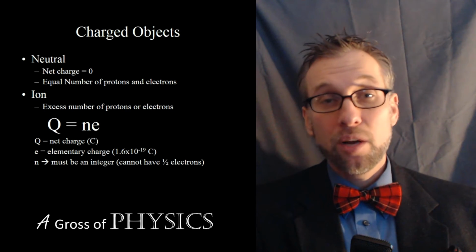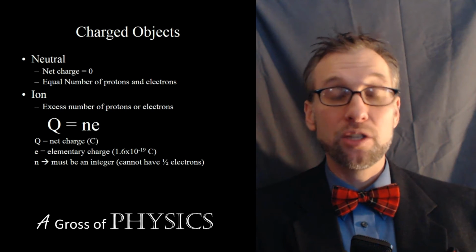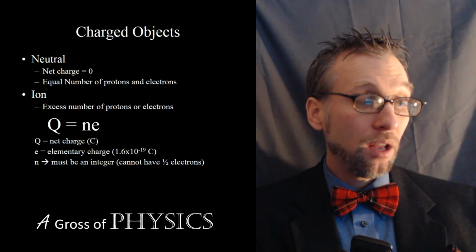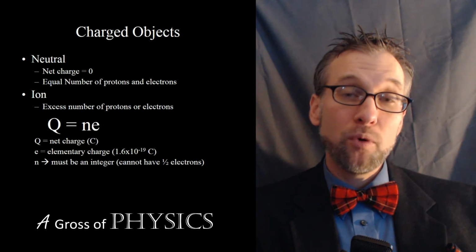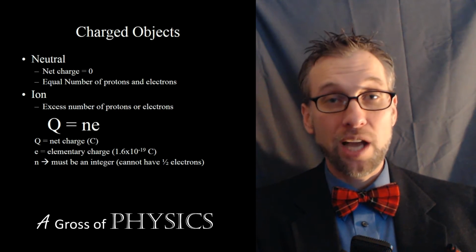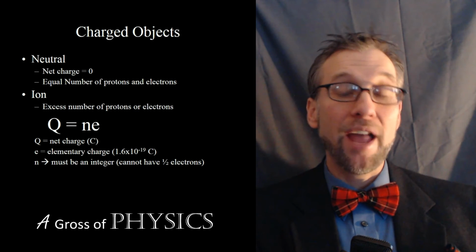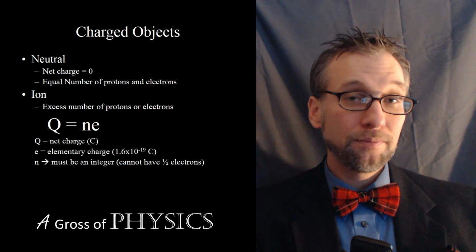So if we have an extra number of protons, we're going to have a net positive charge. If we have an extra number of electrons, it will be a net negative charge. The elementary charge is 1.6 times 10 to the negative 19 coulombs. Q is the total charge on the object, and N is the integer representing the number of extra particles.